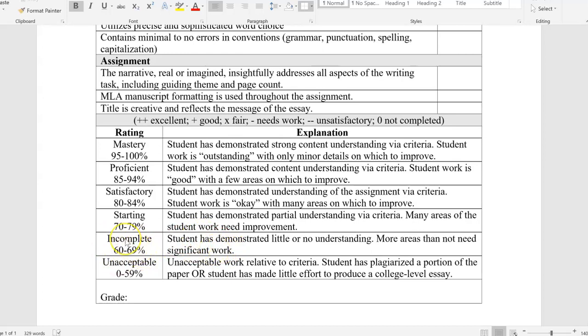So all of your drafts have been pretty decent so far. You have to revise one of them. So I don't anticipate anybody making an incomplete. And then, of course, if you just really don't care, don't try, or plagiarize, then you get the unacceptable.